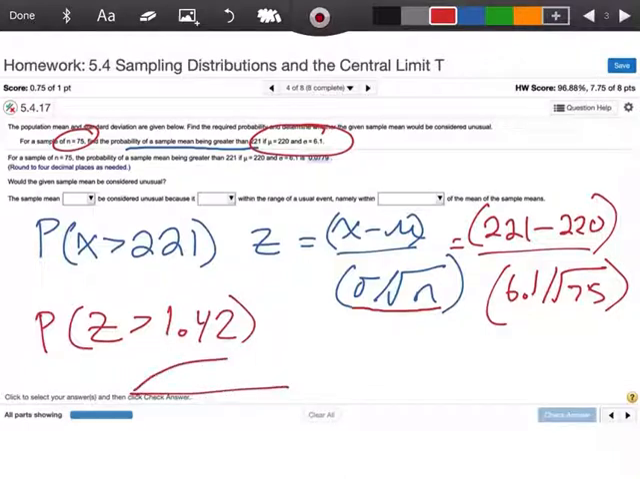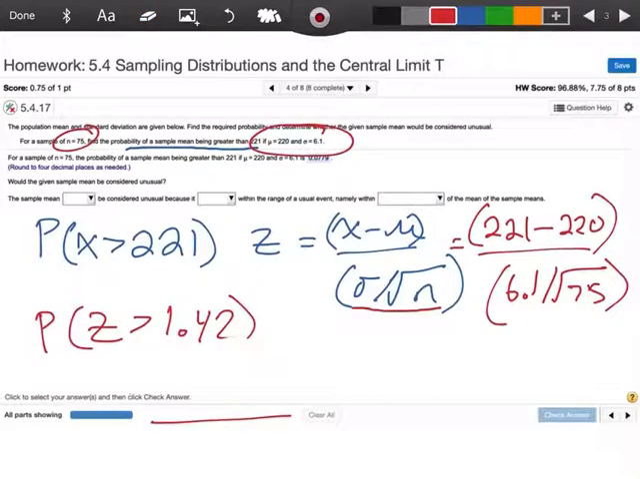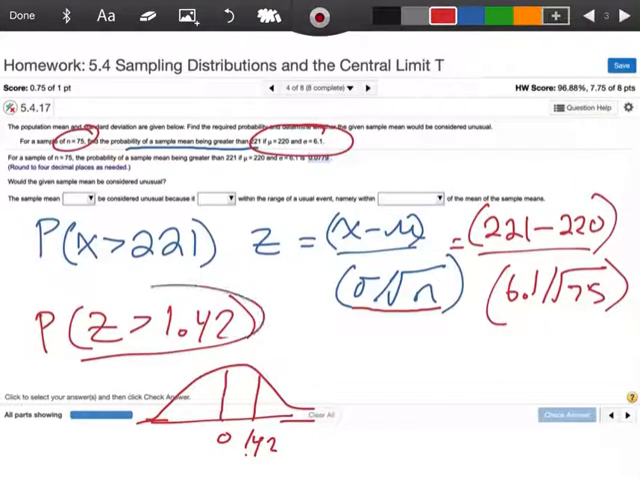Remember what this means. If I draw my picture, here's my z-score of 0. 1.42 is going to be somewhere about right here. And because this is greater than, we're looking for the area to the right. Looking for the area to the right.